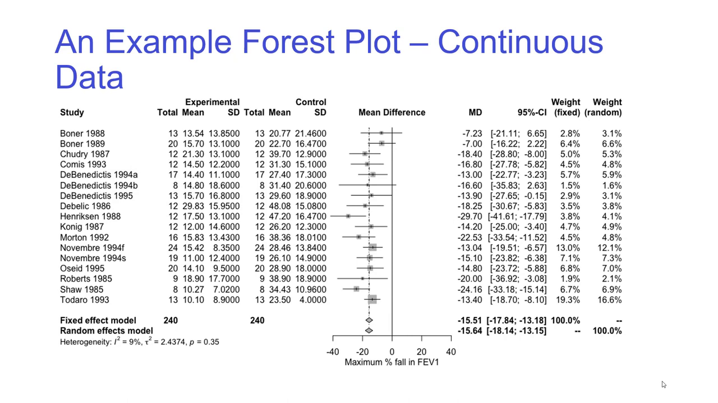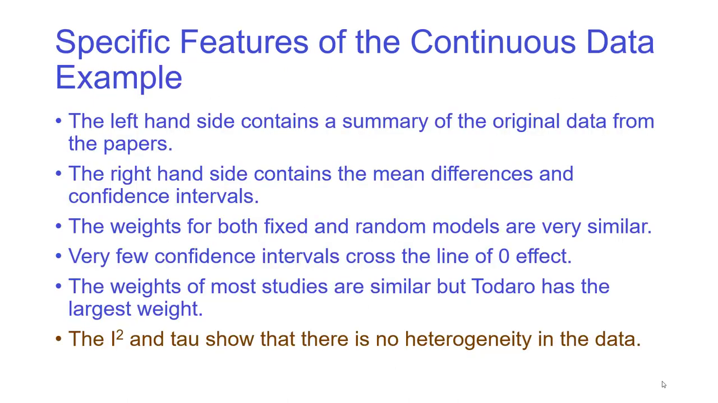So here most of the studies are weighted equally, apart from Tadaro at the bottom, which has a much smaller confidence interval, and also November 1994, which has a slight difference. If you look at the I-squared, it's 9%. Your p-value is still way above 0.05, so there's no particular evidence of heterogeneity in that case either. So if your I-squared is very large, then you get a significant p-value.